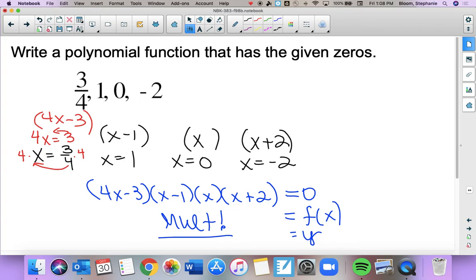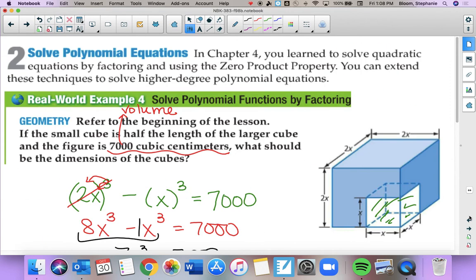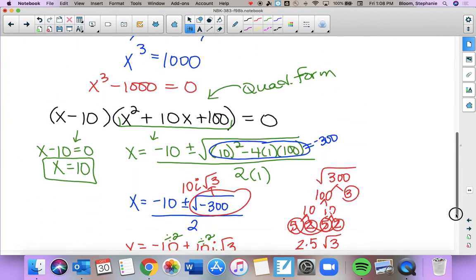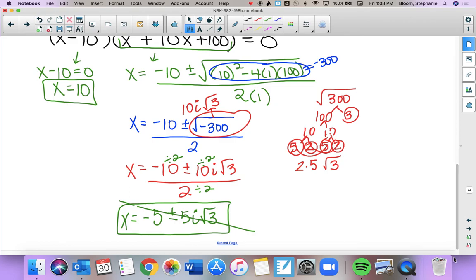Okay? Anybody have any questions for me? Yes. 10, and then the negative 5 plus or minus 5i rad 3, but then we marked that out because it can't be imaginary.